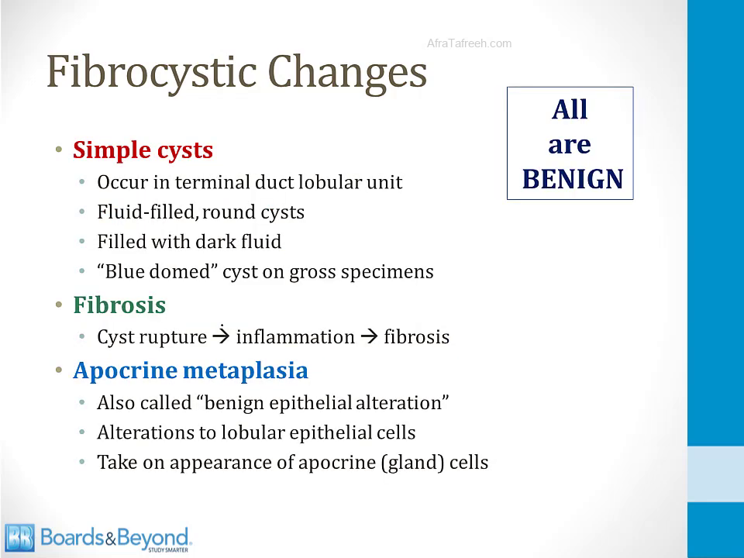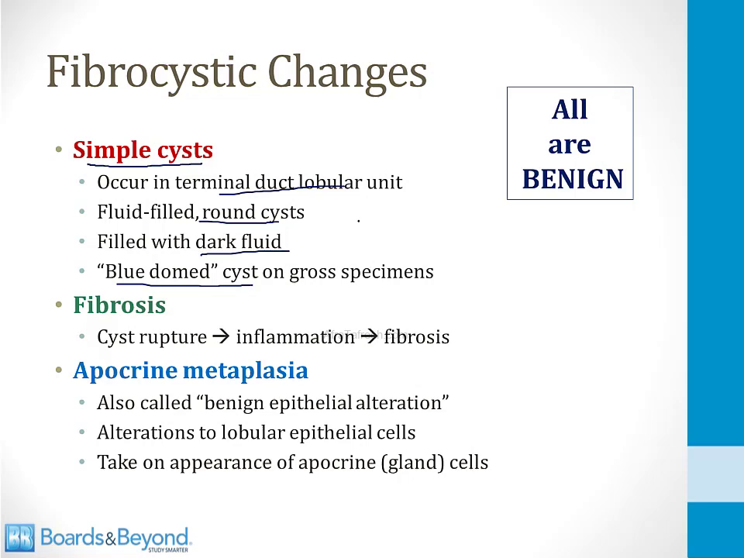So I told you that fibrocystic changes are a group of breast disorders, and the reason is because there are a number of different changes in breast tissue that all lead to lumpy, bumpy breasts, and these are all classified as fibrocystic changes. So first, there are simple cysts. These usually occur in the terminal duct lobular unit. They are fluid-filled round cysts, and they're usually filled with dark fluid, so on a gross specimen, they're described as a blue domed cyst, and these can lead to lumpy, bumpy breasts, and simple cysts are classified as a type of fibrocystic change.